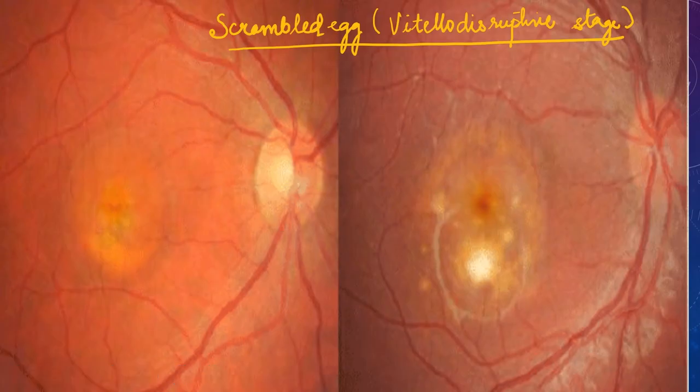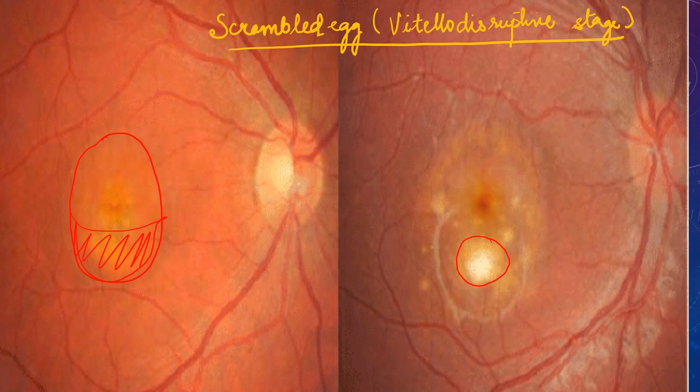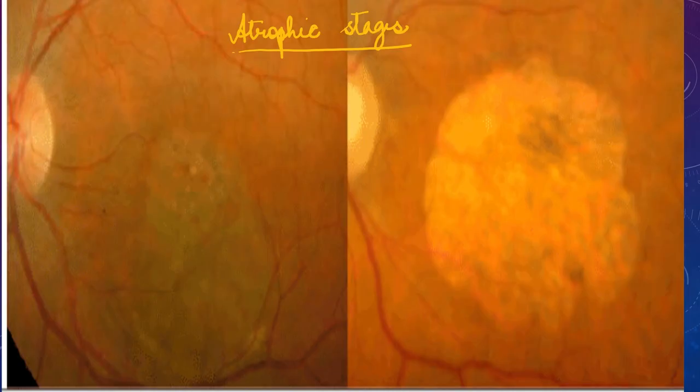Now, after the vitelliform stage, you have the pseudohypopyon stage. In the pseudohypopyon stage, basically what will happen is that the vitelliform material will now start getting layered up at the bottom. So it will form as if there's a hypopyon. So that is called a pseudohypopyon stage. Now, sometimes without forming the hypopyon also, the vitelliform material can get scrambled or broken down. So that is called a scrambled egg appearance or a vitellodisrupted stage. As you can see in the second picture that you have this yellowish lesion, and then you have a ring of lesions around that indicating that this material is actually broken down, and this is the vitellodisruptive stage.